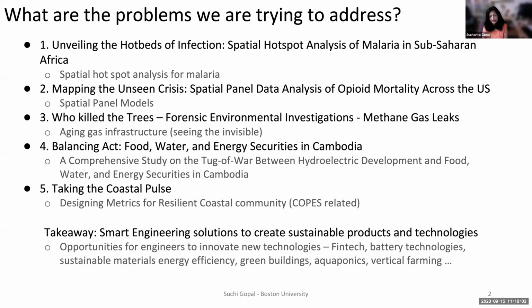The third topic that I'm looking at has the title, Who Killed the Trees? And this is looking at aging gas infrastructure in cities like Boston, and looking at the methane gas leaks that are underground that are killing trees that are more than 50 or 60 years old. And so we have an entire data set that we used in 3 different towns. And I would be exploring and exploiting this data set to talk about our forensic environmental investigations of the leaks.